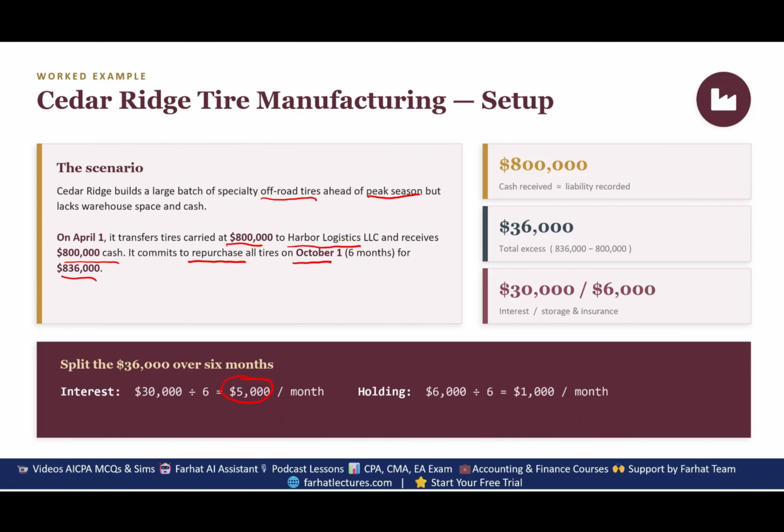Why? Because in the problem they will tell you Harbor Logistics charges $1,000 per month for storage. Well, 6 months, which is $6,000 of the $36,000, $6,000 goes to the storage. What's left is financing. You can spread the financing over the period.